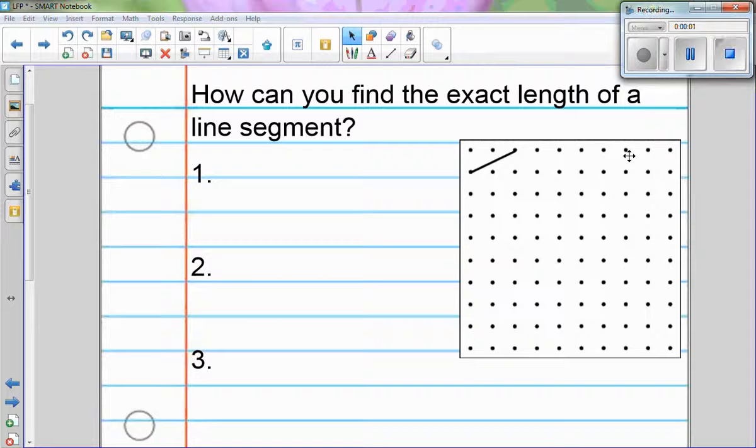Today is to figure out how can you find the exact length of a line segment. So we're going to pick out 3 steps that are going to help us find the exact length of a line segment. And right here, we have our line segment. And so we're going to figure out exactly how long that is. What we do know is that it's longer than 2 because it's along a diagonal. So 2's going to be too short for this.